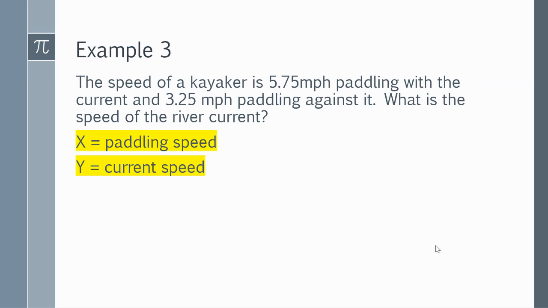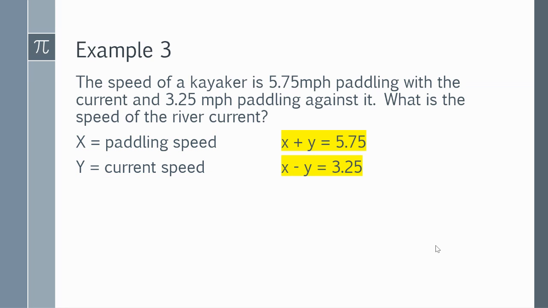So when they're going with it, it's 5.75. So you have a with-it equation, and then you have an against-it equation, basically. So X plus Y is 5.75. X minus Y is 3.25. So take a moment and see if you understand that. That's the important thing to understand. And they're all done about the same way.